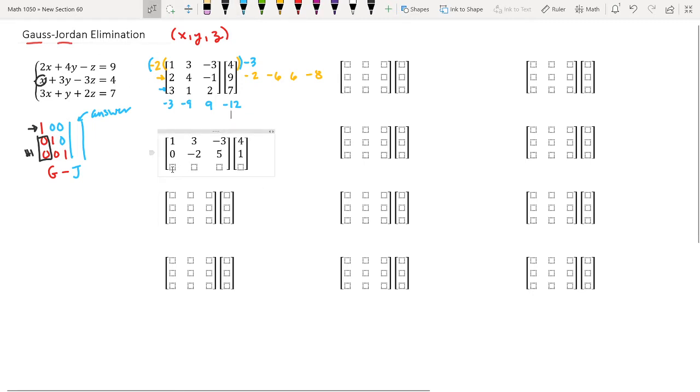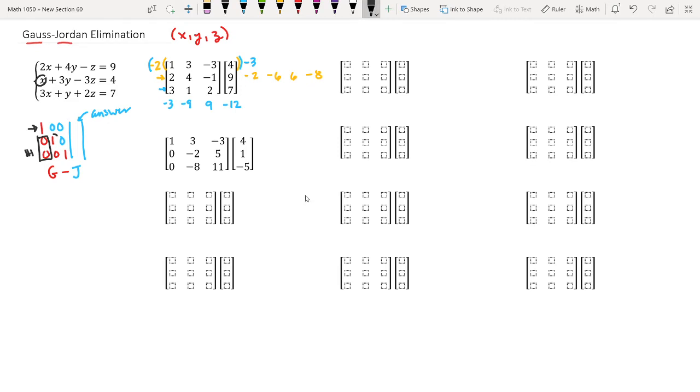That's going to give me my last row with the 0. 1 and -9 is a -8. 2 and 9 is 11, and 7 and a -12 is a -5. Okay, so we've completed our first column. Then the next thing I do is right here in the middle.